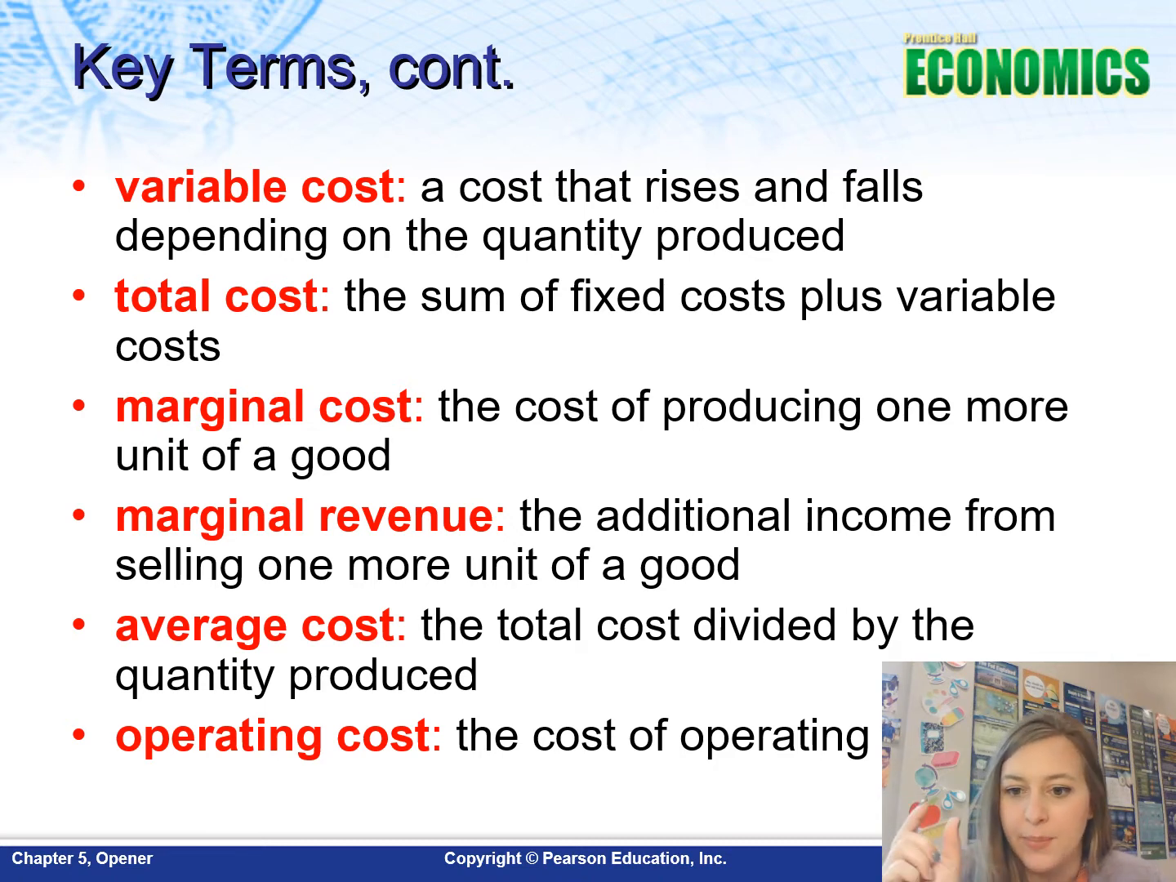Marginal, again, that means one more. So marginal cost is the cost of producing one more unit. And marginal revenue, likewise, is the additional income from selling one more good. Average cost, we take total cost divided by quantity produced. Operating cost is just the cost of operating the business.